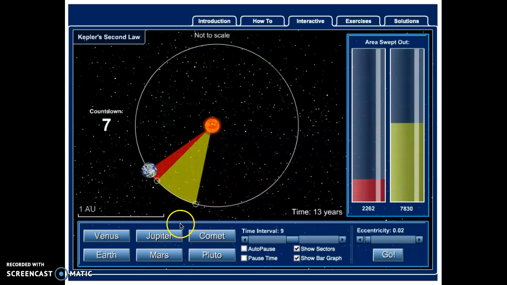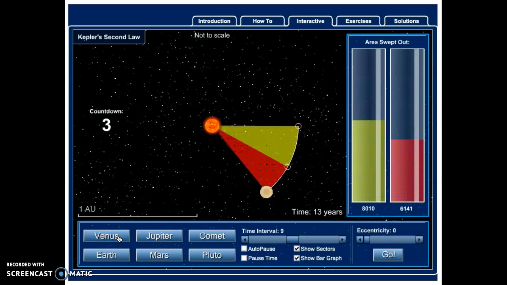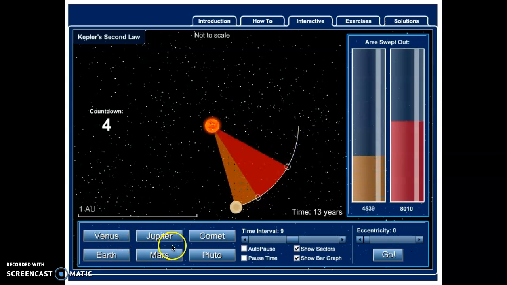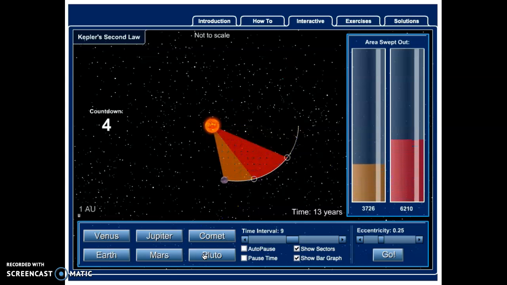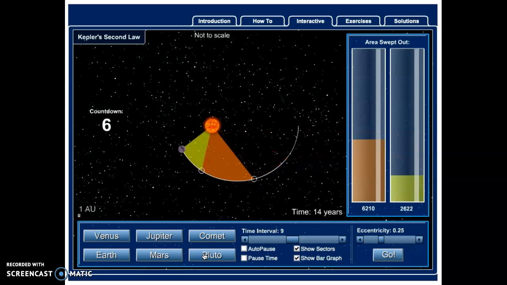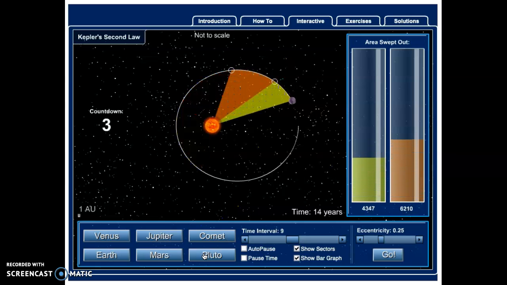Okay, and we can look at a different planet, Venus. Again, very circular. All of the planets are very circular, except I think Pluto. Let's see how Pluto looks. Okay, so Pluto's a little bit more elliptical. And you notice that when Pluto gets closer to the sun, the planet Pluto has to go faster to sweep out equal areas.